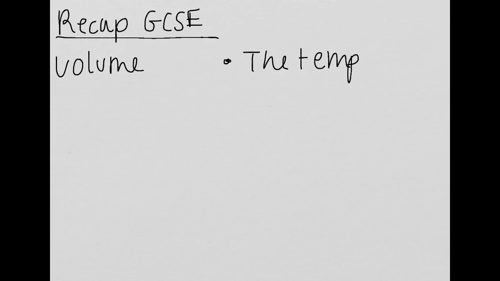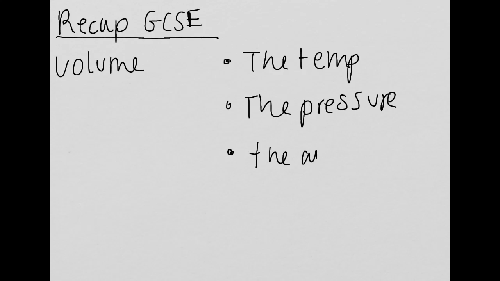Okay, so to start with, a quick recap on stuff you should know from GCSE. The volume occupied by a gas depends on a couple of things. First of all, the temperature: the hotter the gas, the faster the particles are moving and the more space they will occupy. The pressure: the higher the pressure, the more compressed the gas will be and the less space it will occupy. Finally, the amount of gas: the more gas particles there are, the more space they will occupy.